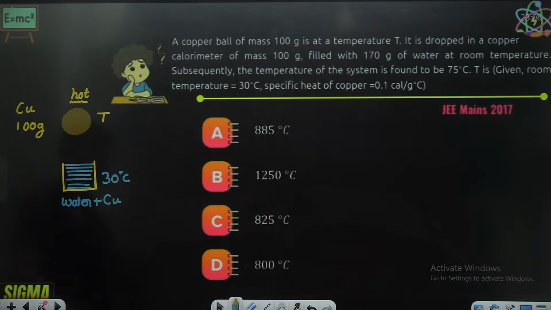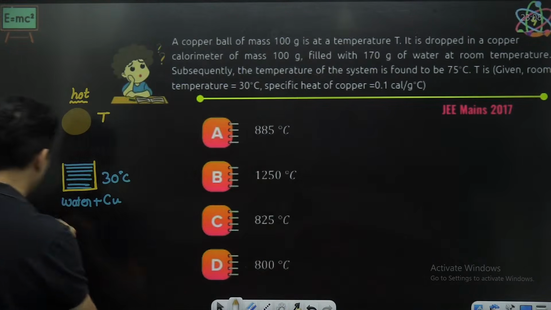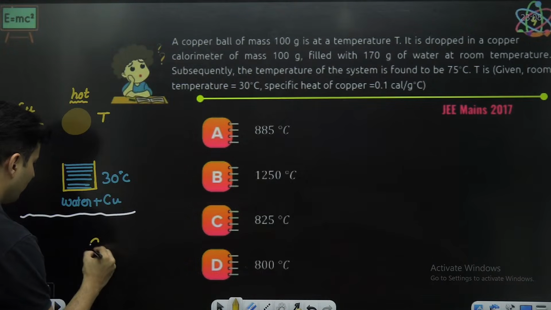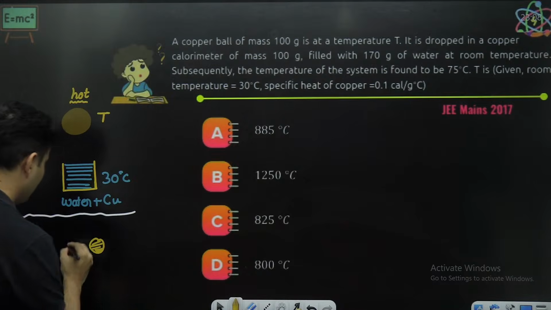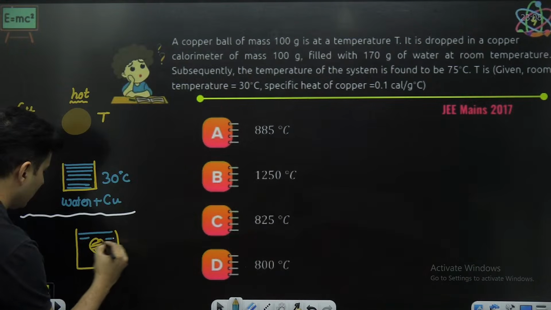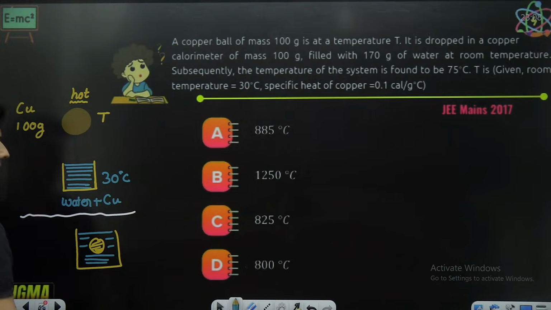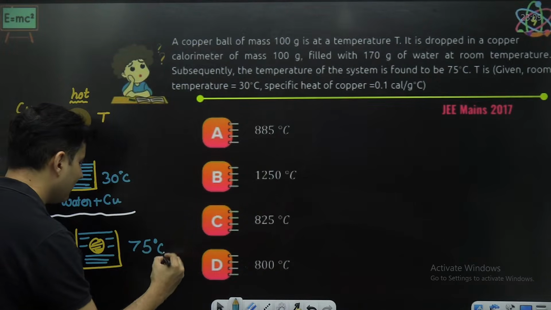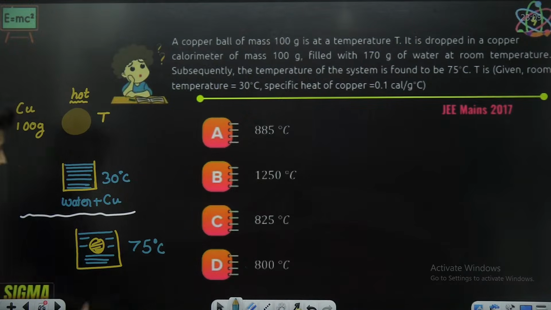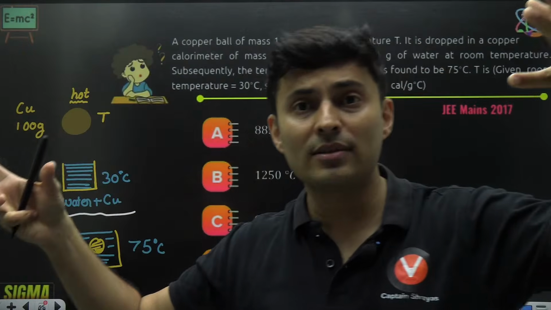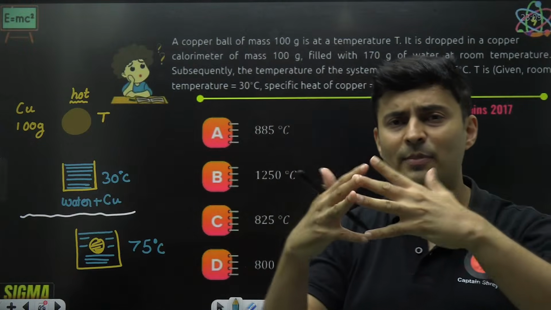Okay, water plus copper, that is also given. Now, after you drop that ball, what happens is, interestingly, that ball is inside that vessel, and water is surrounding it. It exchanges heat after some time. You find the temperature to be 75 degree Celsius.